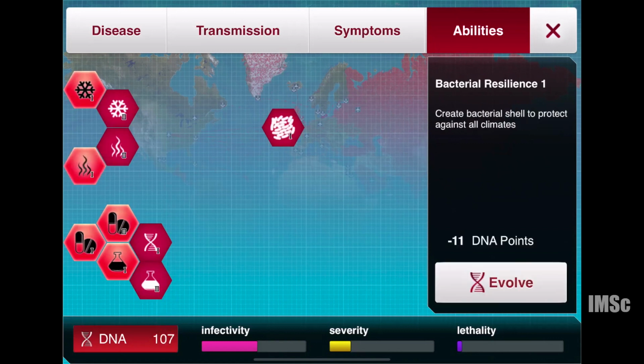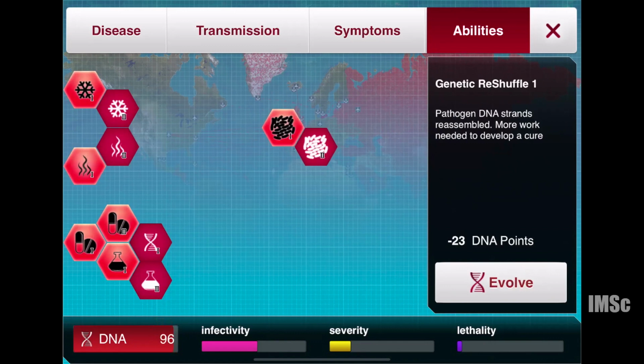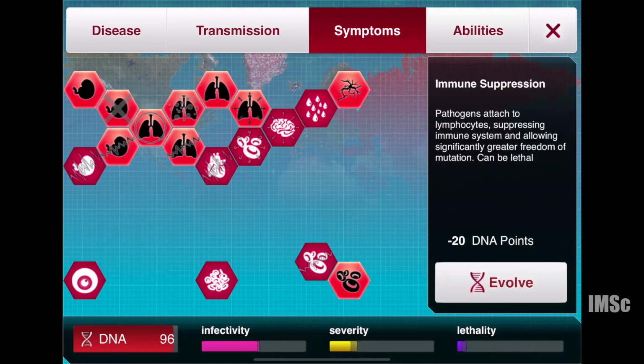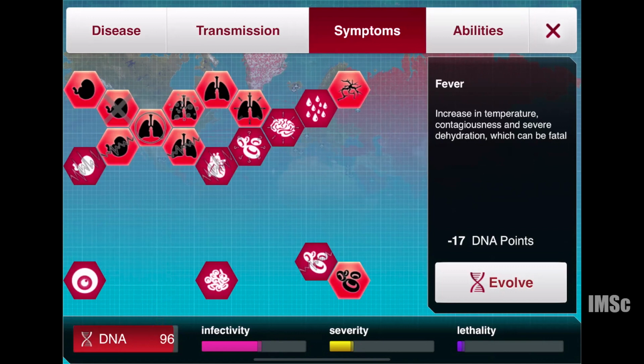Yeah, so we've made it really climate resistant now, but lethality is still poor. Let's go back to symptoms and make it more lethal. Anybody who has thoughts, please shout out. I'll incorporate.